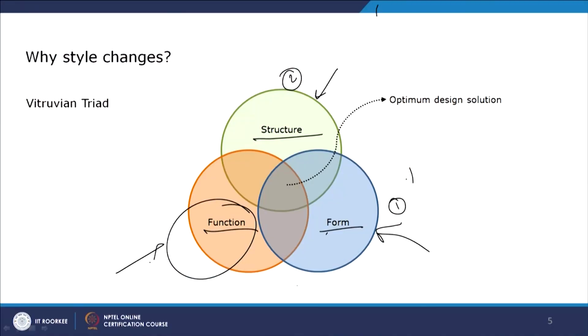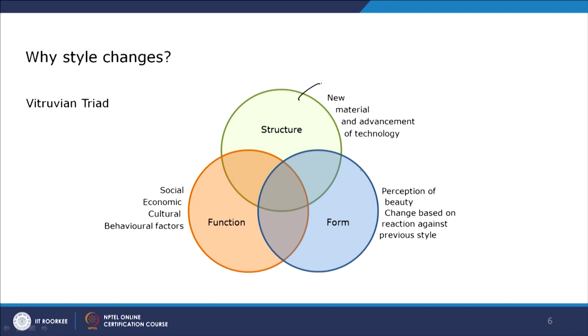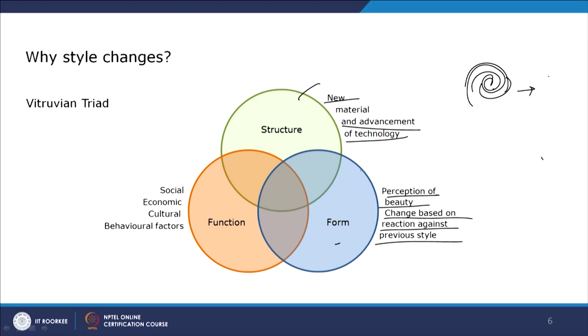So from all these three perspectives, holistically, the style might change. Structure is dependent on the new material and advancement of technology. Form is dependent on the perception of beauty, which changes based on the reaction against the previous style. So if the previous style has a particular emphasis, like a lot of curvilinear exaggeration of design, the next style might be very rectilinear, clean and sleek.